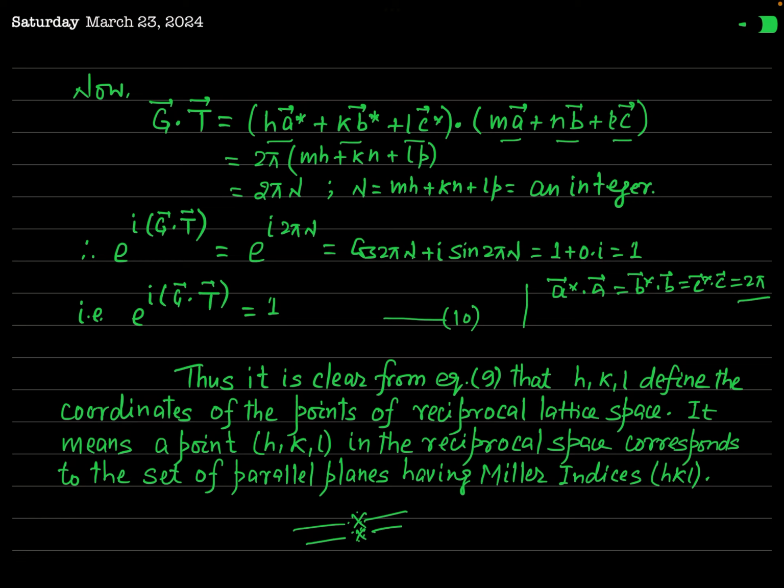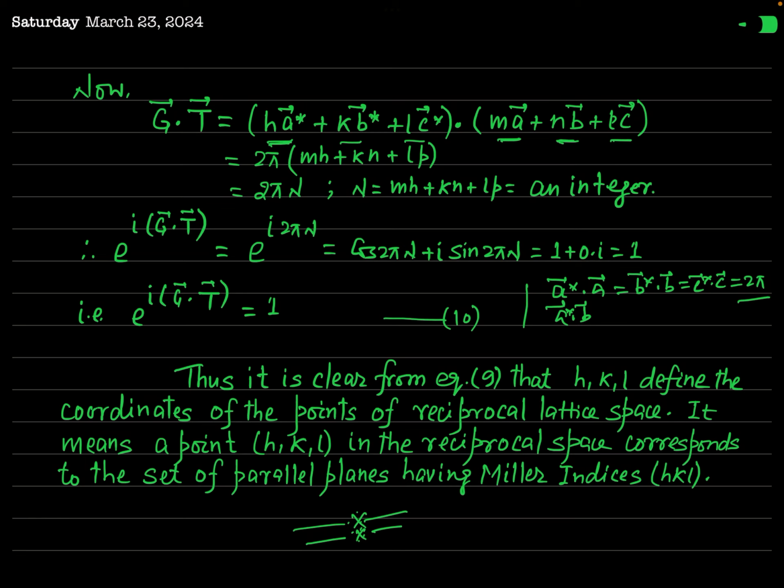And at the same time, when you take the scalar product of different entities like A star dot B, or B star dot A, or C star dot A, all those are 0. So here you can say that when you take the scalar product of this HA star with MA, the result will be non-zero. But when you take HA star dot NB, HA star dot PC, all those will be equal to 0.